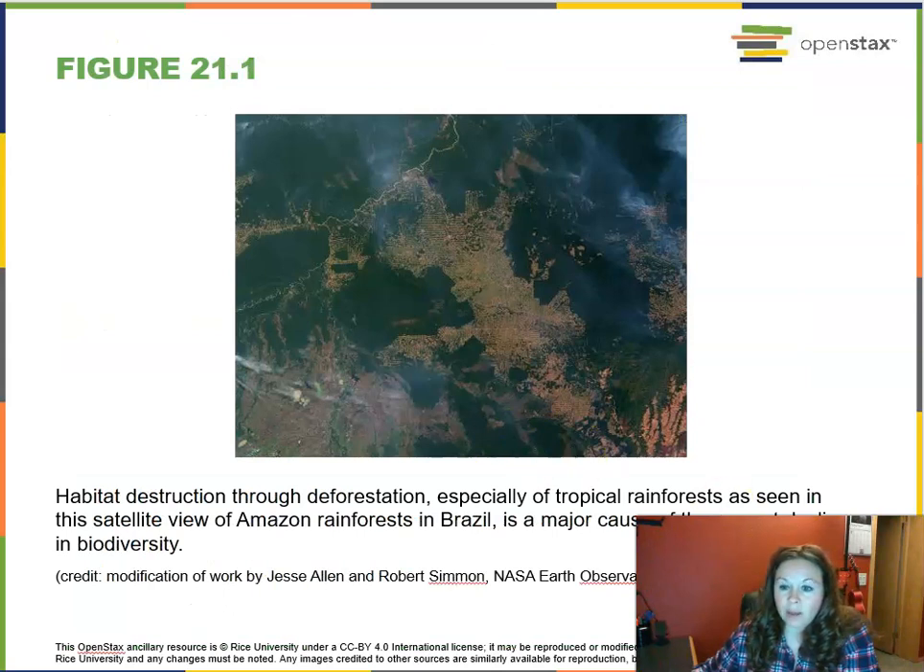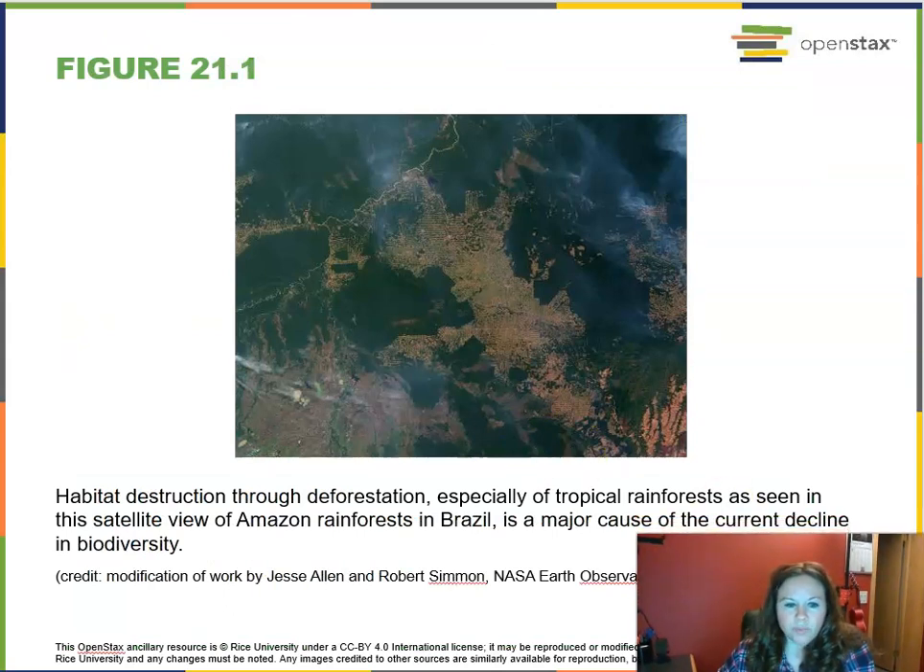One of our major problems and threats to biodiversity is habitat destruction through deforestation, especially of our beautiful tropical rainforests, as seen in this satellite view of the Amazon rainforest in Brazil. It's a major cause of the current decline in biodiversity.